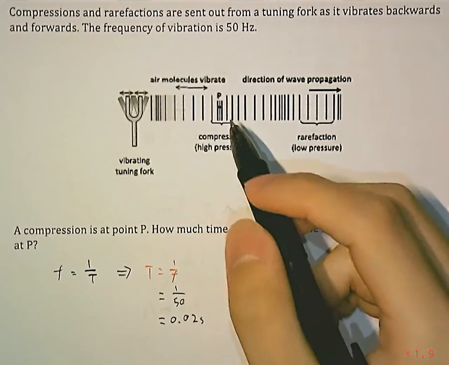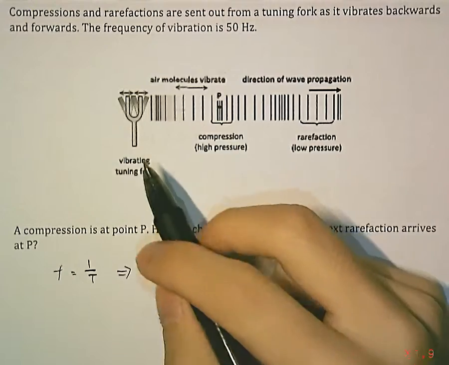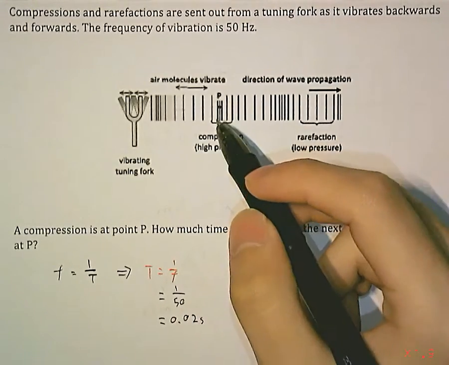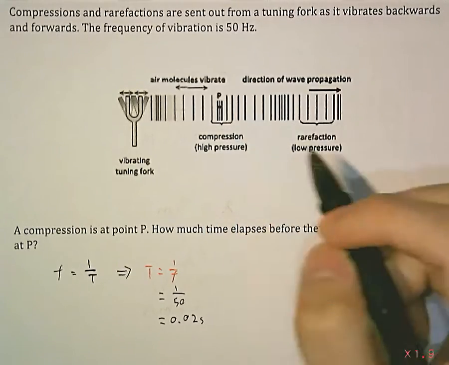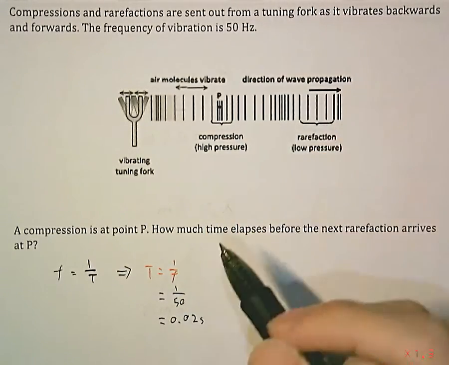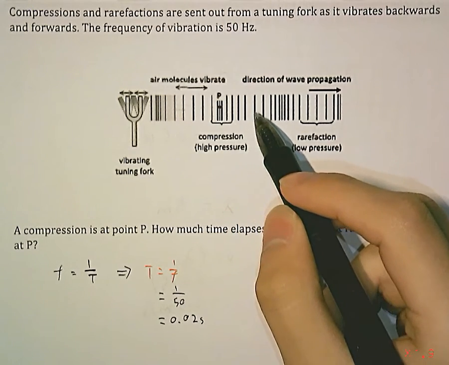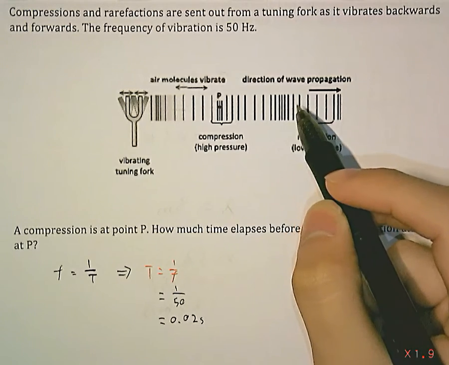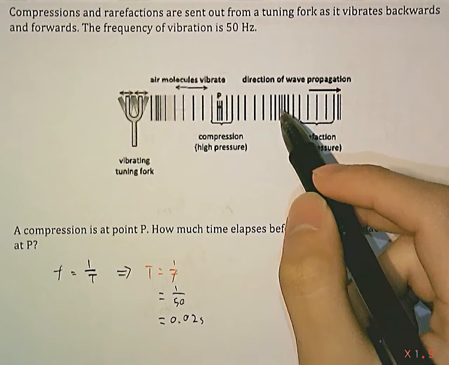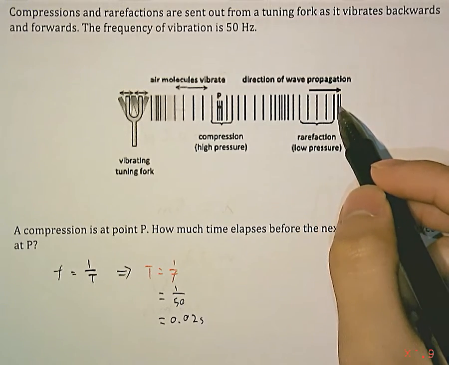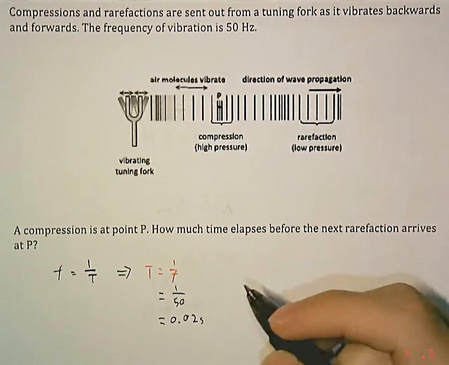So now let's look at what happens here. We have our rarefactions and our compressions, and one period is the time taken to go through one entire cycle. So what is one cycle? One cycle goes from one compression, then after that you're going to see a rarefaction, and then finally it's going to go back to your compression, and that is your one cycle, because after that it will repeat. It will go to a rarefaction and then go back to a compression. So that's your one full cycle, and it takes 0.02 seconds.